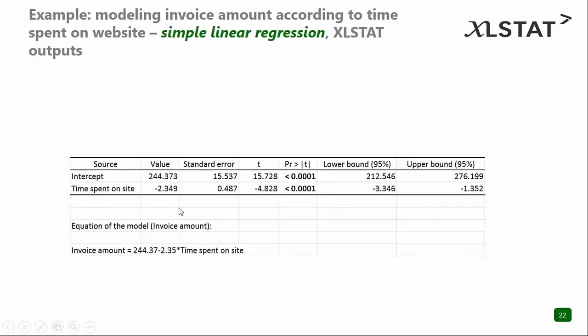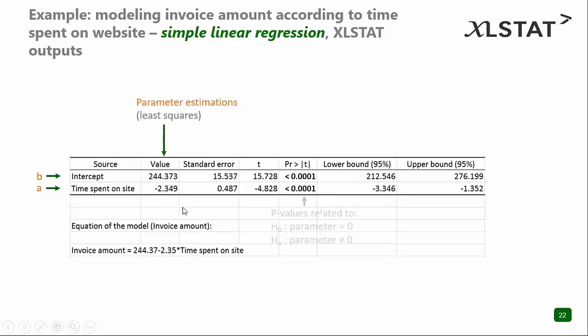Here we go. So first of all, in this table you have several rows and you have one row per parameter. Intercept is B, so the constant in the equation, and time spent on site is the slope, it's A. So here the slope estimate, the least square estimate of the slope is negative. So we could have expected that because the relationship between time spent on site and invoice amount is negative.